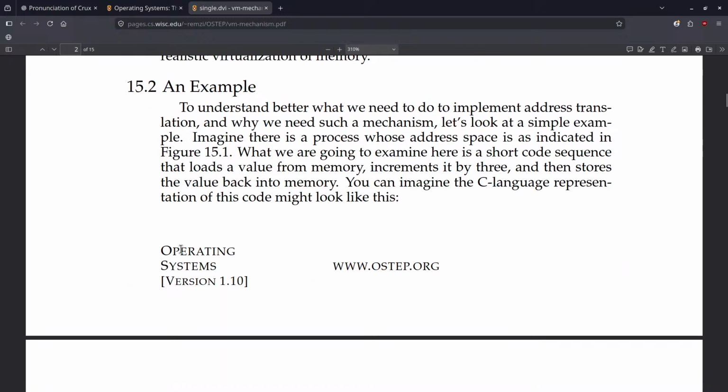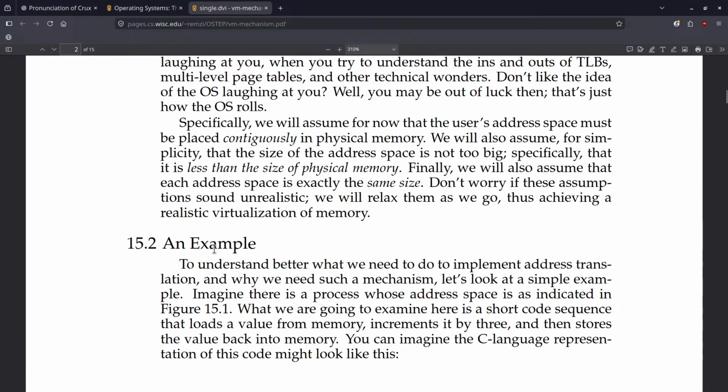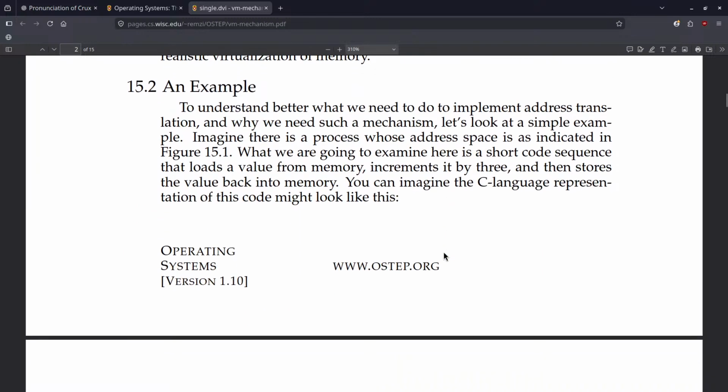An example. Okay, so what are our assumptions? Address spaces of multiple processes are the same size, are not too big, and must be stored contiguously in real memory, in your physical memory. Okay, let's take an example. To understand better what we need to do to implement address translation and why we have such a mechanism, let's look at a simple example.